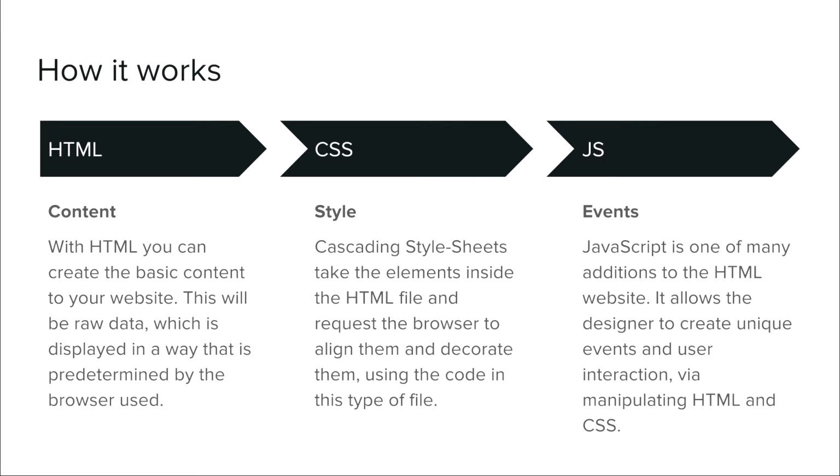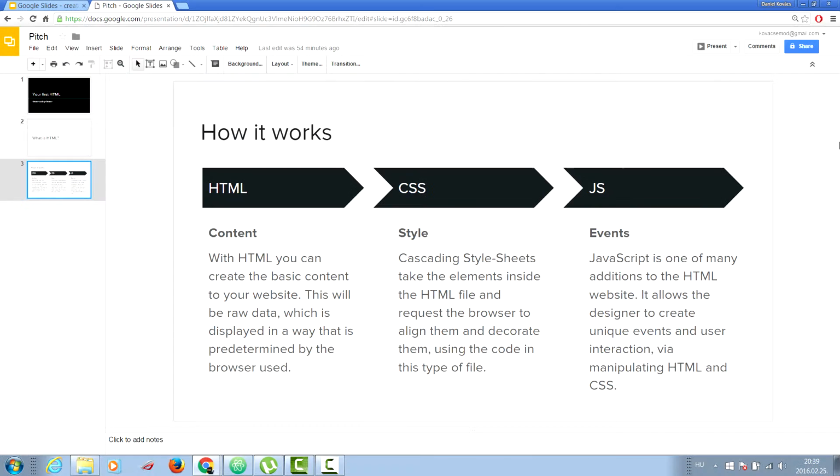And finally, JavaScript or JS is an event handler which allows us to create transitions, animations, and all sorts of unique events and interactions using a manipulation in the CSS or the HTML elements. So let's get on to the coding.